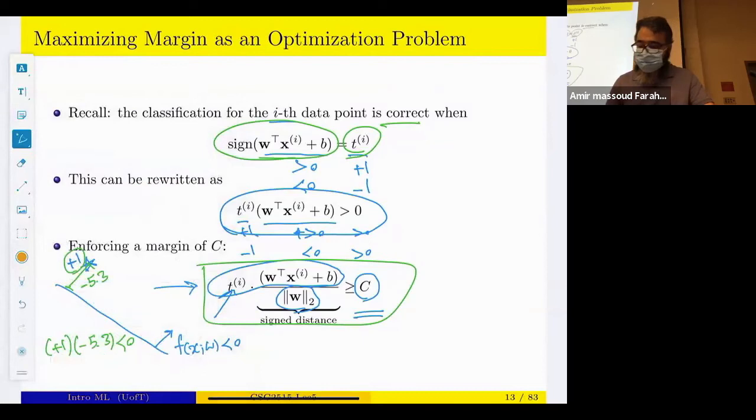Yes, C is, if we have some value of C here, like 3.1, this basically means that point I has a distance larger than or equal to 3.1, and it has the right label.